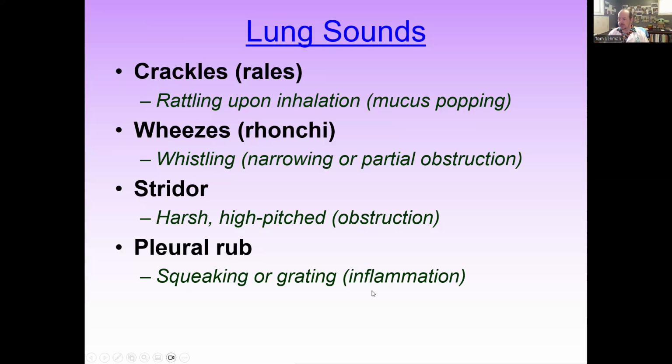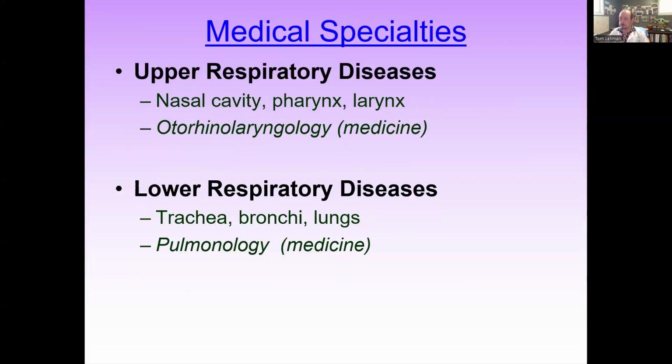Pleural rub is a grating sound, usually from inflammation of the pleural membranes. Put your hand over your ear and rub your other hand, and that's the sound you would hear. Place your stethoscope on the person breathing, and you'd hear that rubbing sound. These can be very, very indicative.